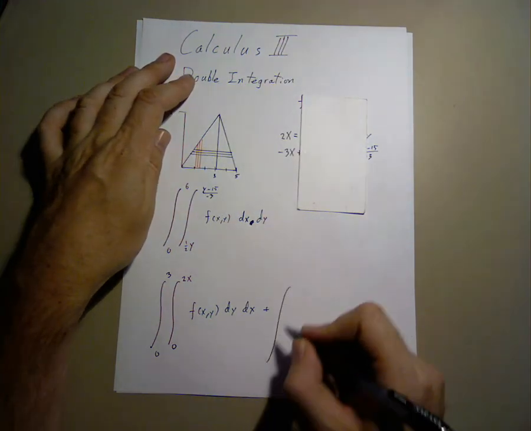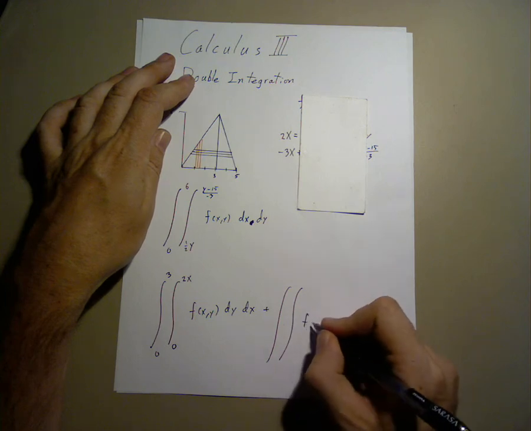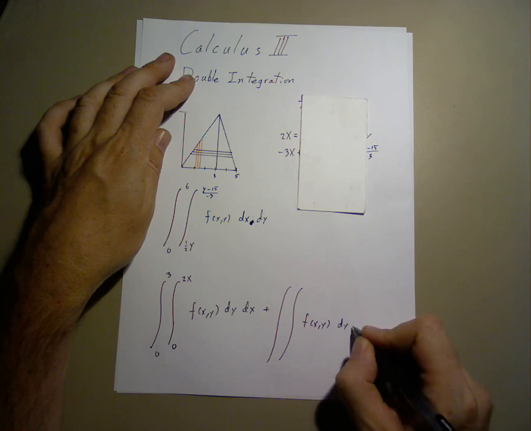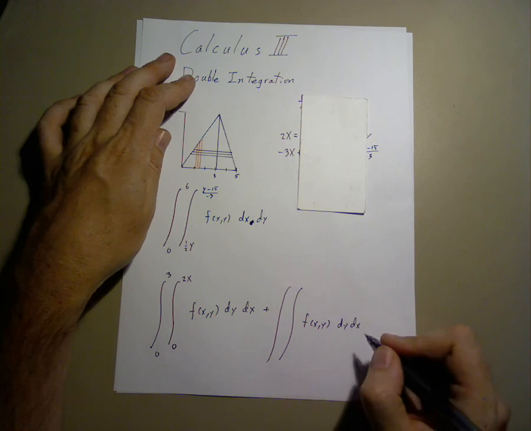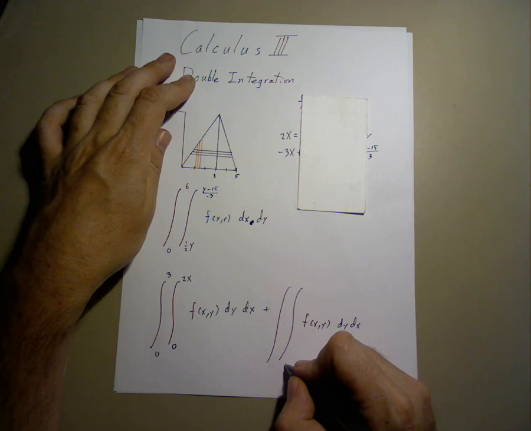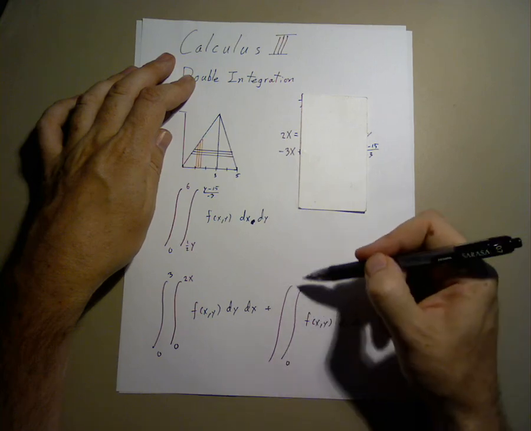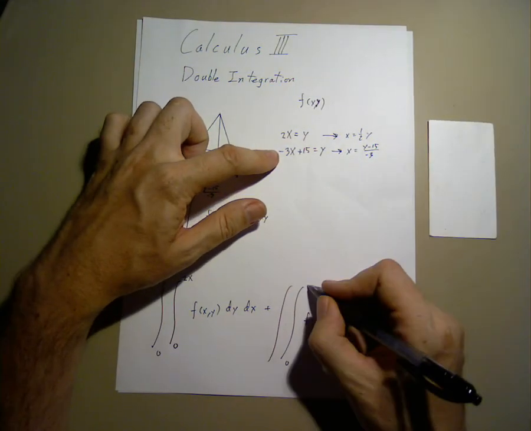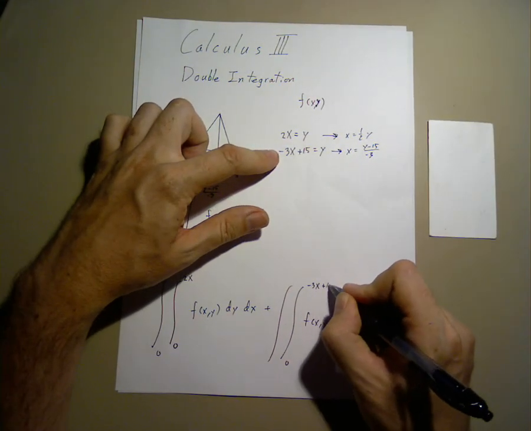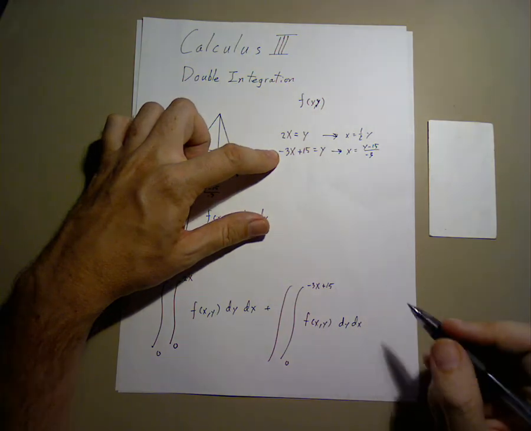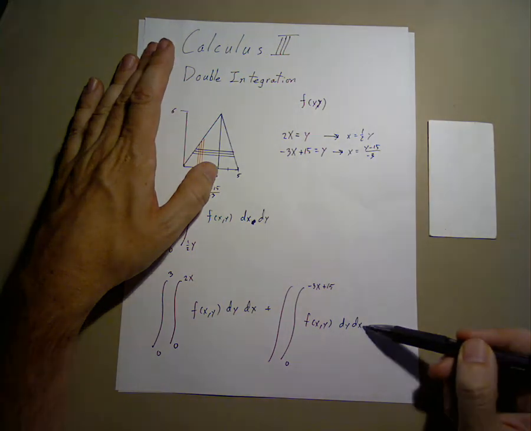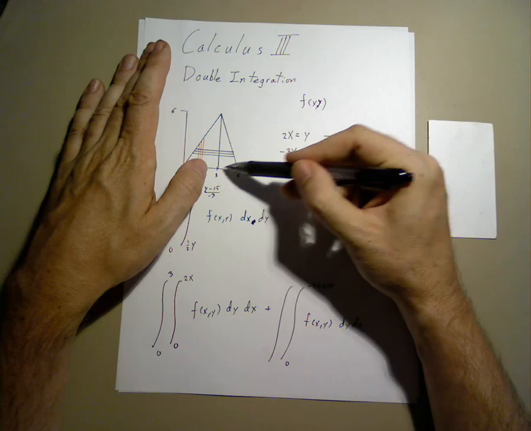In this case, our integral will look like the integral of f of x comma y, dy dx. We'll integrate between 0 and this line, and that line is minus 3x plus 15. We'll integrate along x then, because x is our second variable of integration, between 3 and 5.